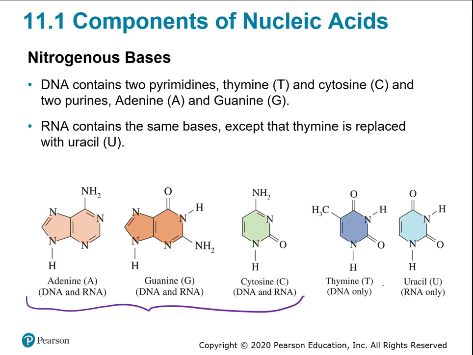So that's really, it's not like, ooh, it's huge and different. It's kind of like, they're very similar, but this one is DNA only. This one you only find in RNA. So this is one of the differences between DNA and RNA. Both of them have A, G, and C. Adenine, guanine, and cytosine. But DNA has thymine and RNA has uracil.